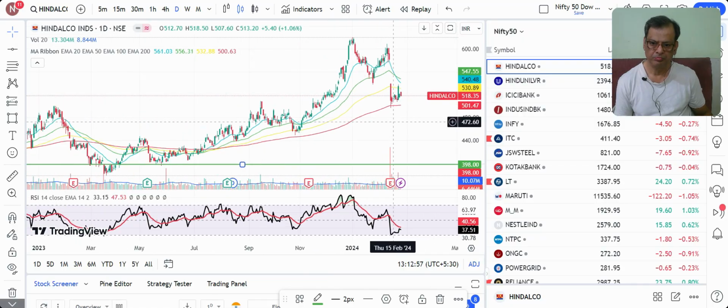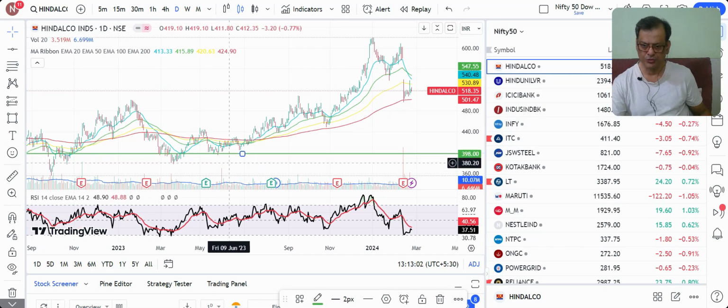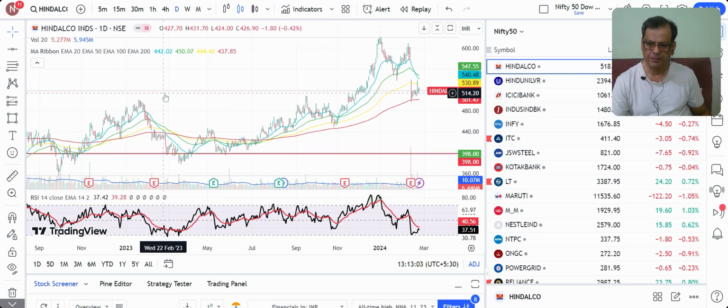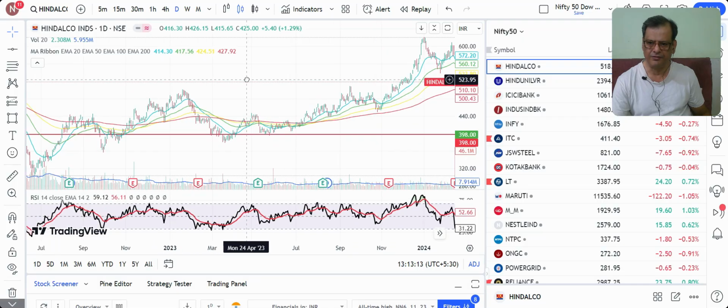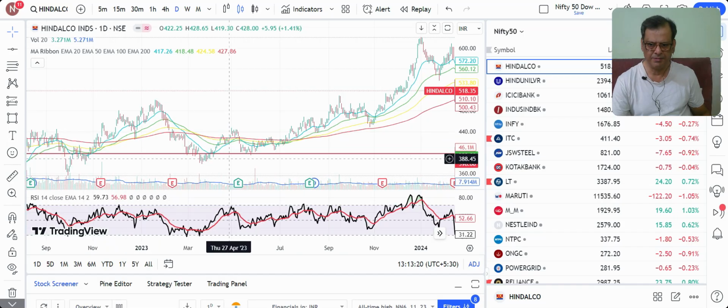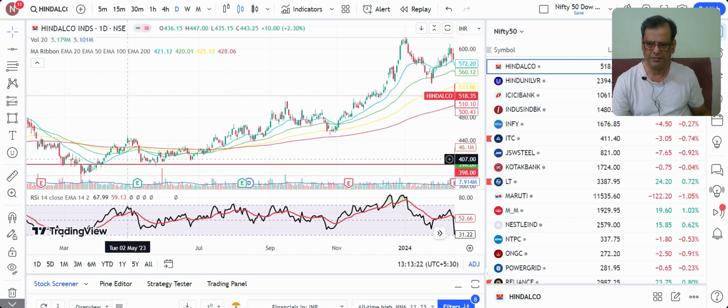Now, what is a support zone? A support zone is where prices have tested and they are not able to penetrate. Sometimes they are able to, like you see here, but that is like a one-off. And even after penetrating, it couldn't go below. It went upwards. Then see again, it tried penetrating here. It remained here for a bit, but it went up. Again, it tried. It couldn't.